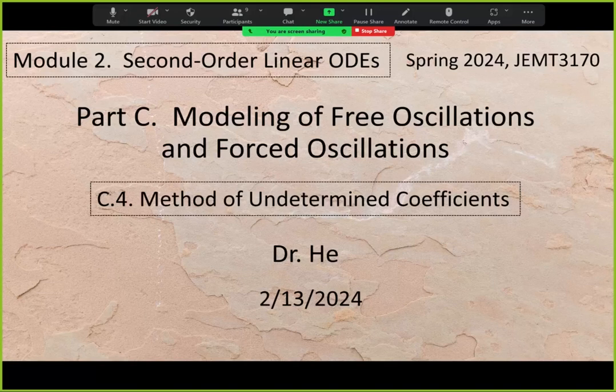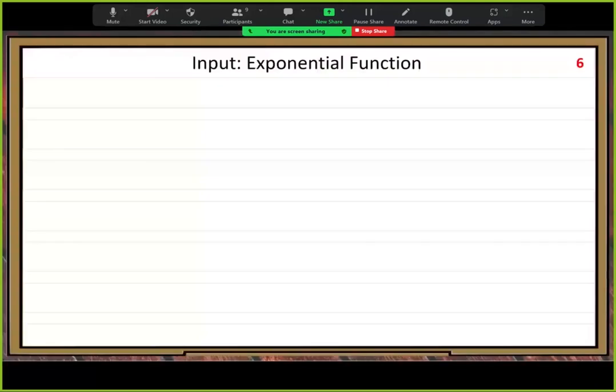Now let me show you this method with a simple example. C.4, method of undetermined coefficients. This time the input is an exponential function. Actually, there are three cases: an exponential function case, a power function case, and a cosine function case. But in this C.4, I only show you this case. In the next topic, C.5, I show you the remaining cases.